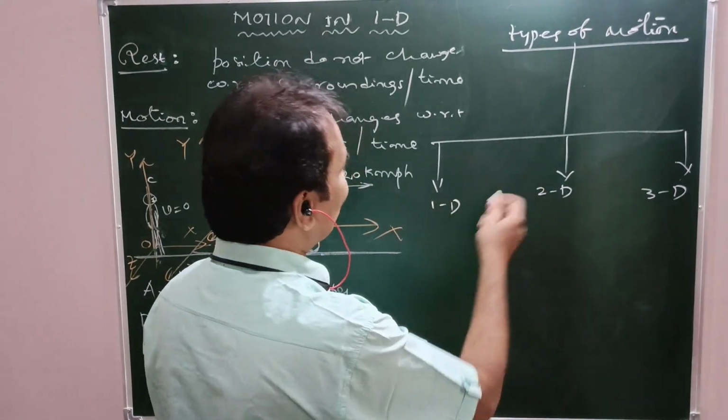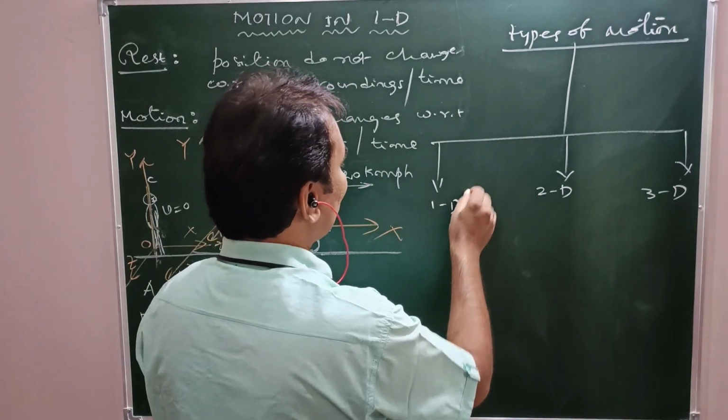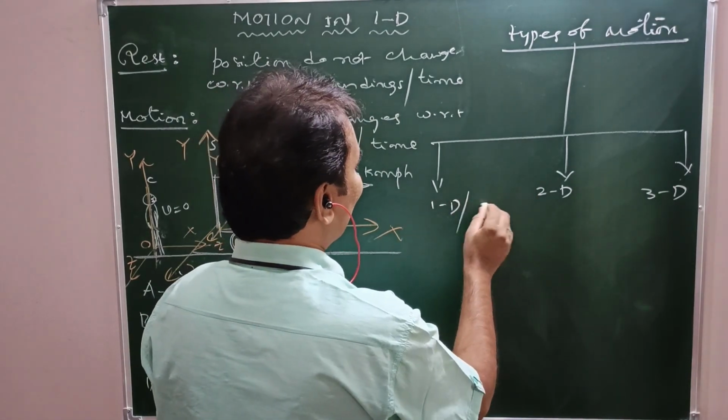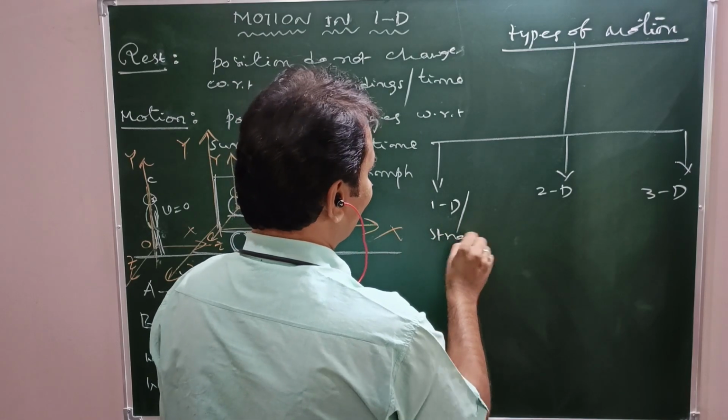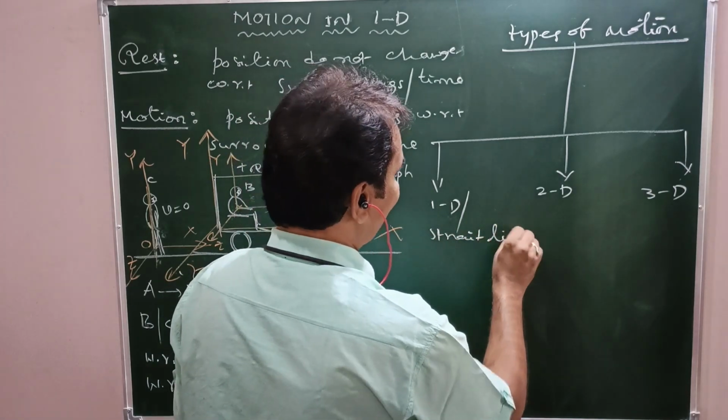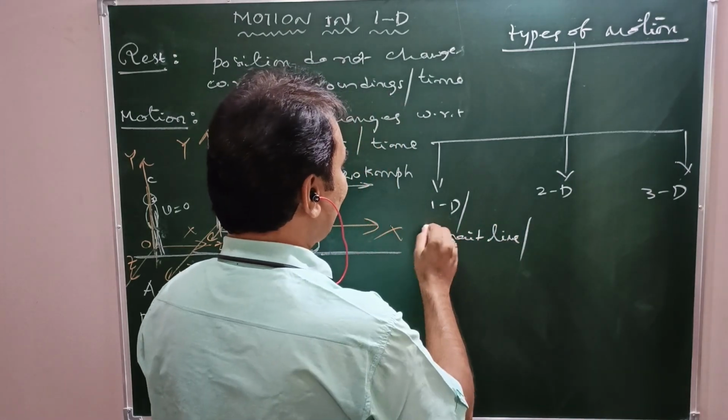So there are two more names for this type of motion. What is the other name? Straight line motion, otherwise rectilinear motion.